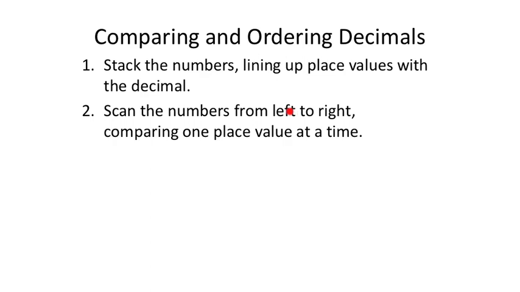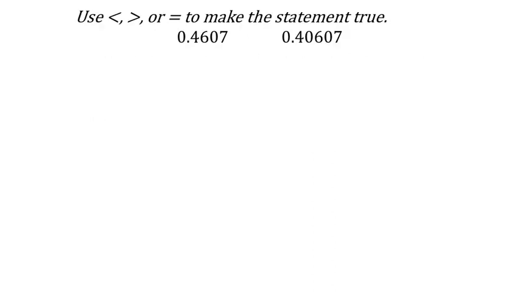Now, from the left, if you get numbers that are bigger on the left, they're automatically greater. Then you scan going to the right. We'll place these in order, usually from biggest to smallest, which is why we scan from left to right. So this one says, place a less than, greater than, or equal sign between these two decimals in order to make the statement true. Once again, I'm going to take these and stack them.